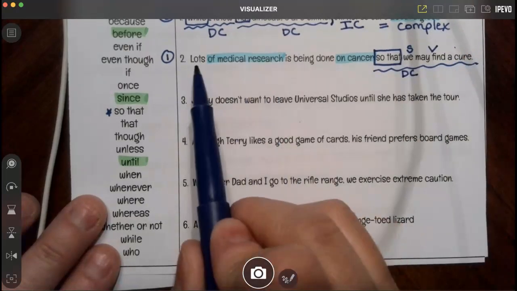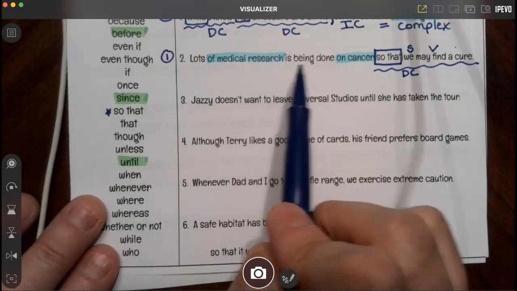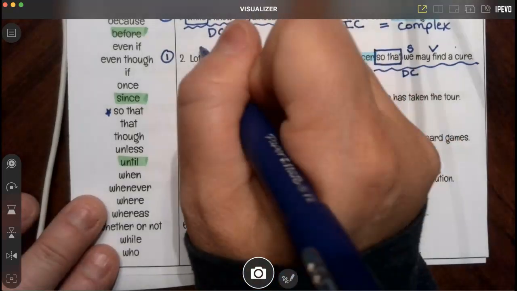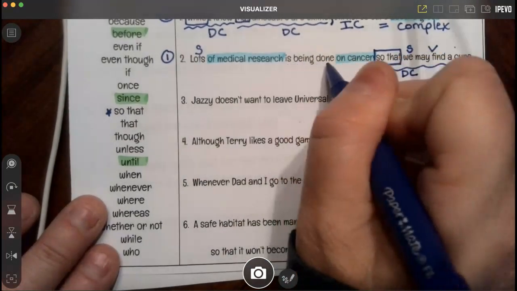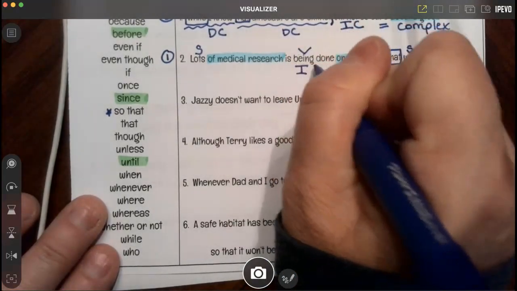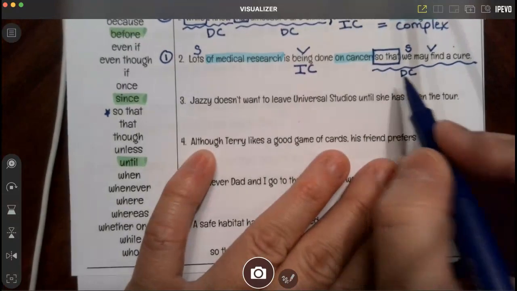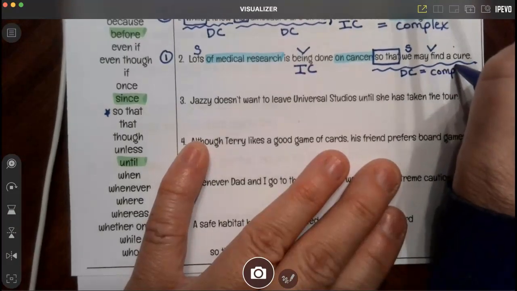Let's look over here with what was left to find our independent clause. Lots is being done. Lots is the subject, and then this whole thing acts like our verb, is being done. So that's an independent clause. An independent clause plus a dependent clause is a complex sentence.